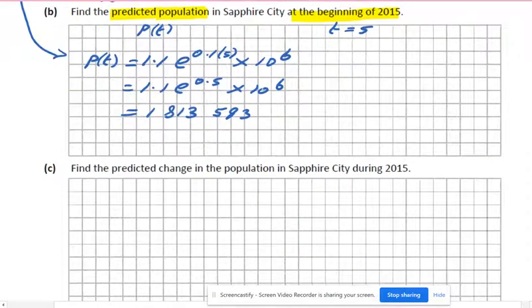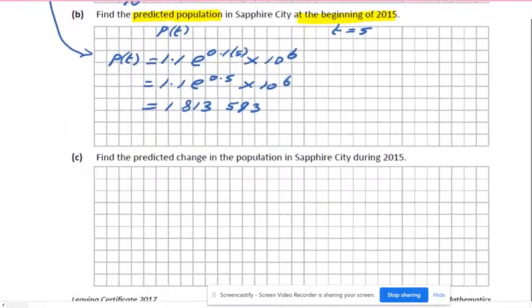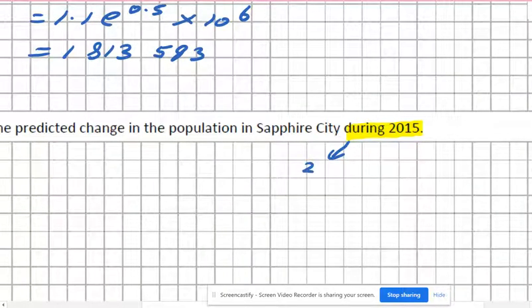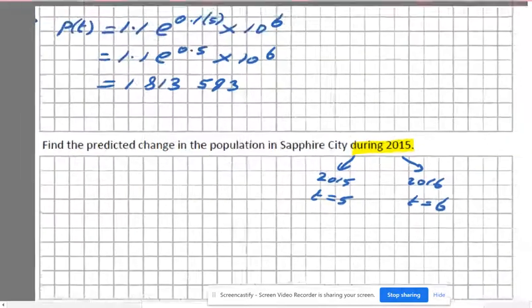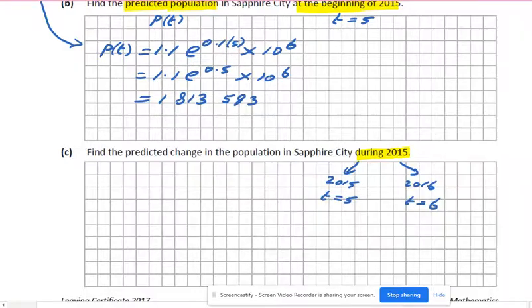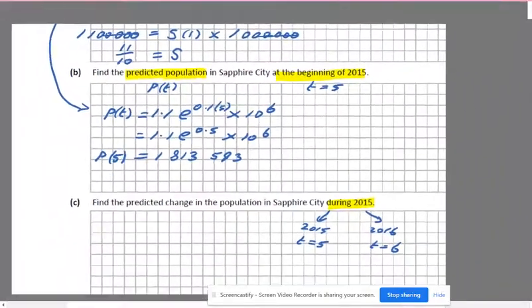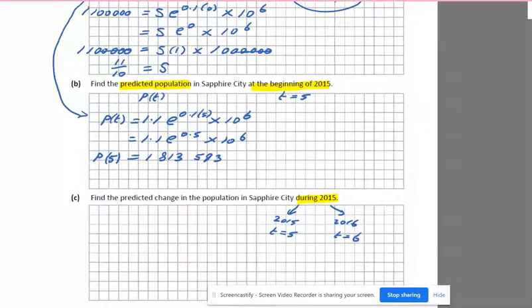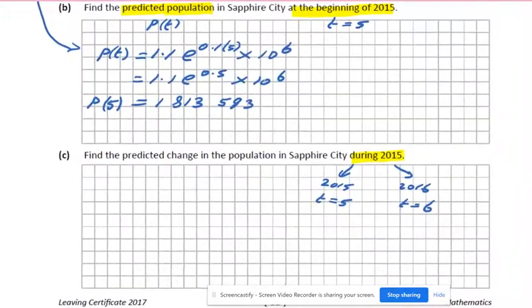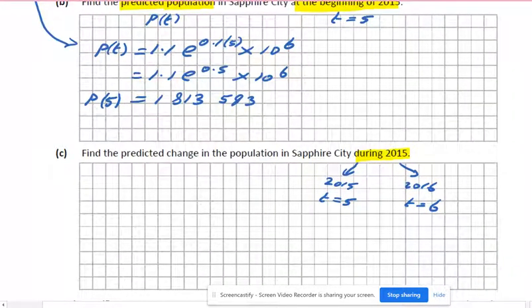Now, part C, find the predicted change in population during 2015. So again, what does this actually mean in maths terms, during 2015? Well, that means from the start of 2015 to the start of 2016. In other words, from t equals 5, which is the start of 2015, to t equals 6, the start of 2016. Now, we already have the population at the start of year 5. It's actually up here. That was P(5) there. So if we get the population at the start of year 6 and subtract our answers, that should give us what we want, which is the population growth during 2015.